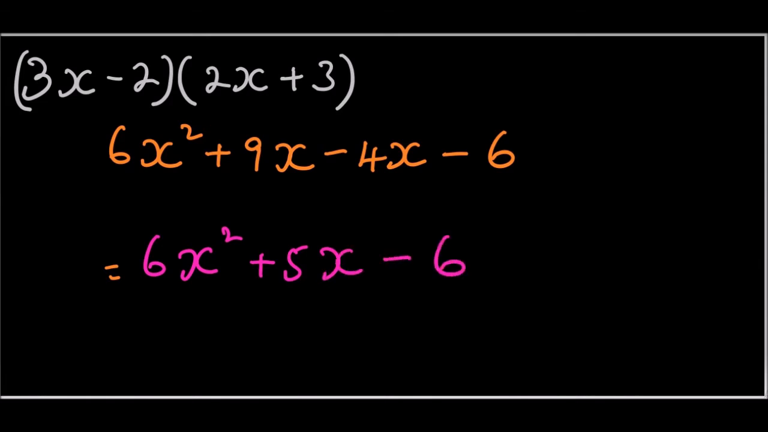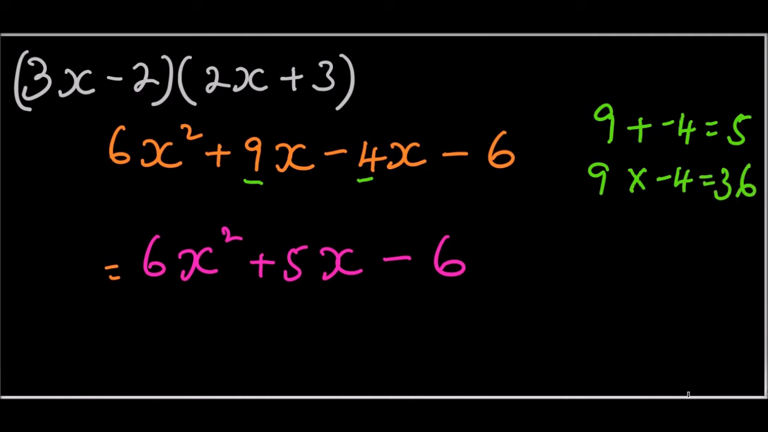Something very interesting here. You note that if we add 9 to minus 4, that gives us 5. If you multiply 9 by minus 4, that gives us minus 36. But we don't have any 36 here. You note that if we multiply 6 times 6, it is going to give us 36.